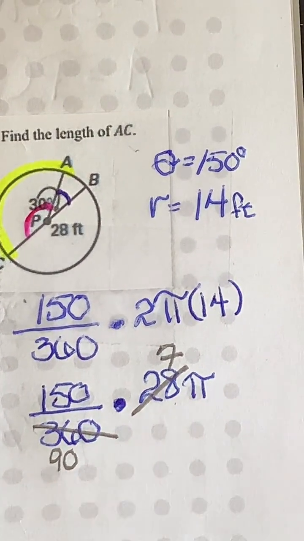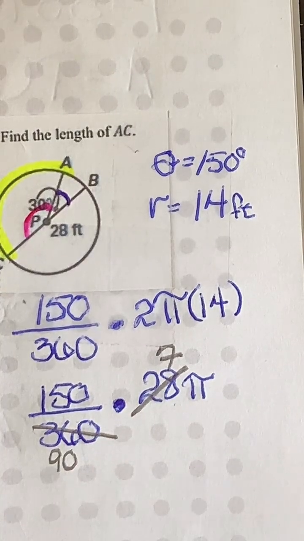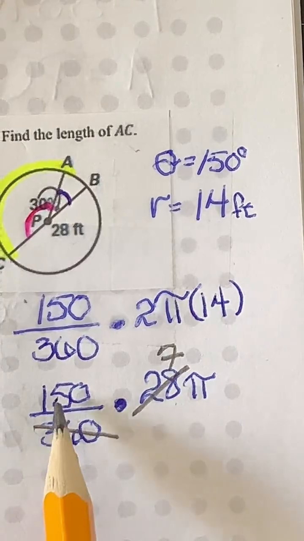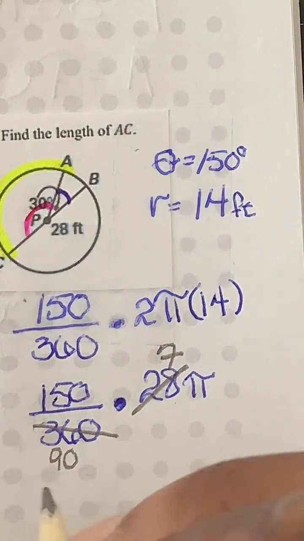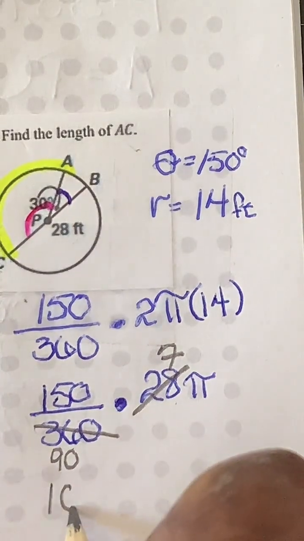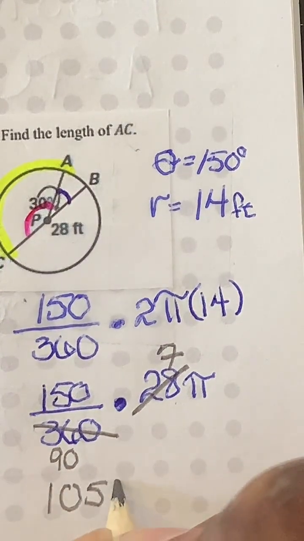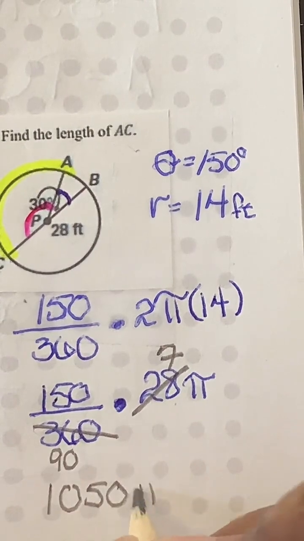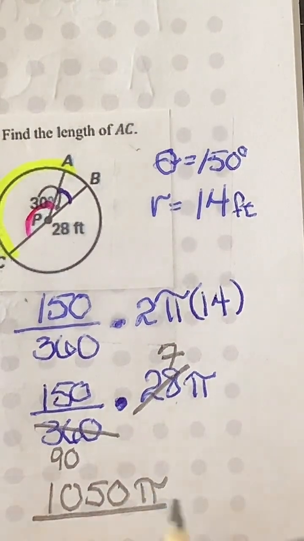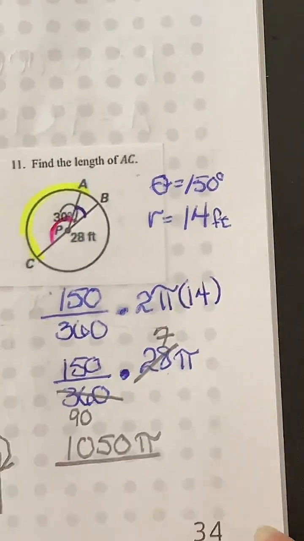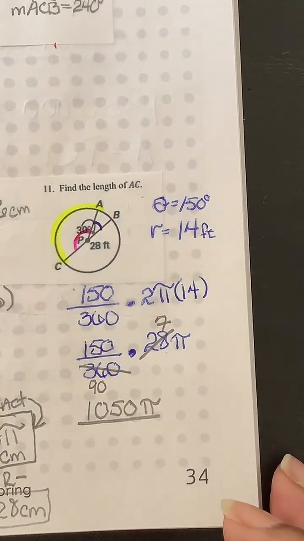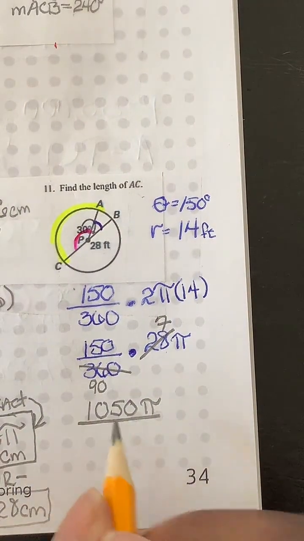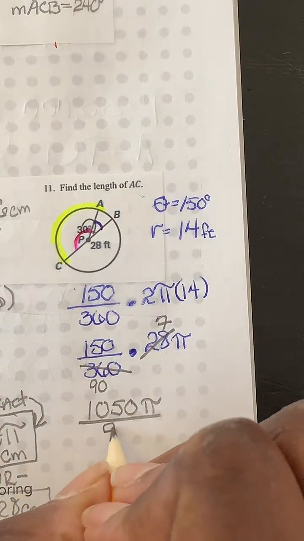So now I'm lessening it out a little bit more. All I would have now is 150 times 7 pi, which gives me 1050. And I'm going to put my pi. And then what's left in the denominator is 90.